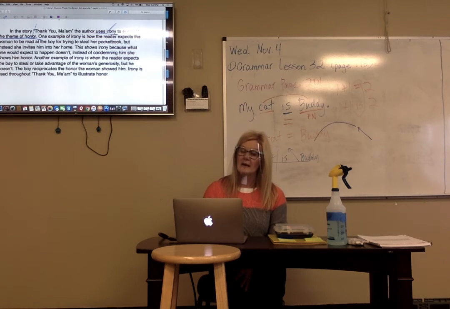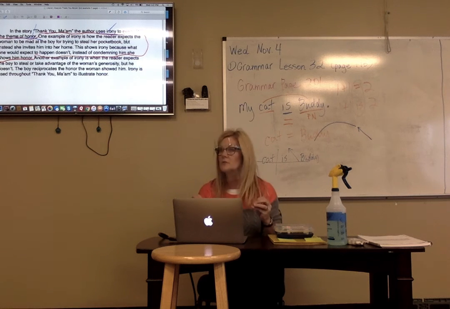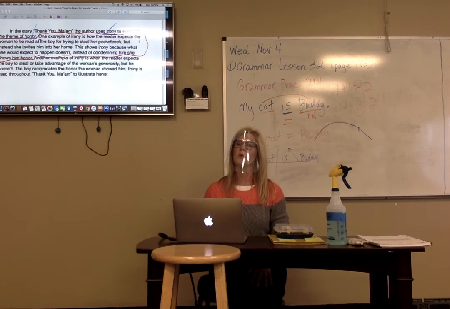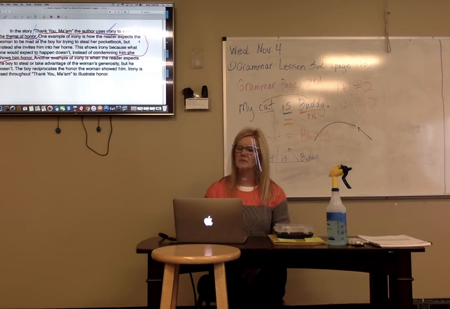Then you will have two examples, all right? So one example of your element. Here's this person's example right here. This person gives us the example, right from the story. Here is the example of irony. The reader expects the woman to be mad at the boy for stealing, but she invites him into her home. It's irony. Something is different than what you expect it to be.